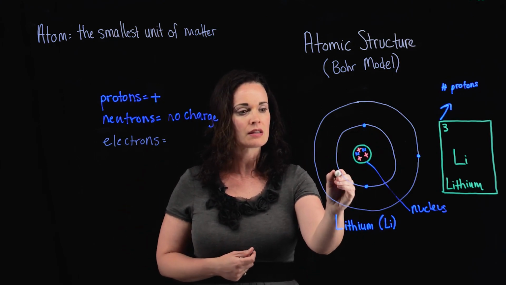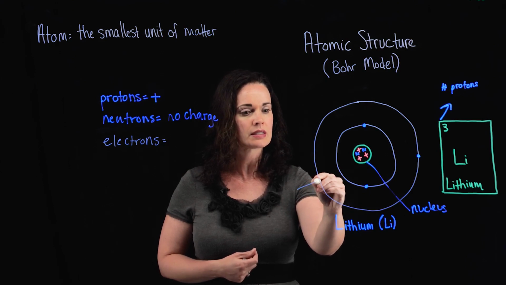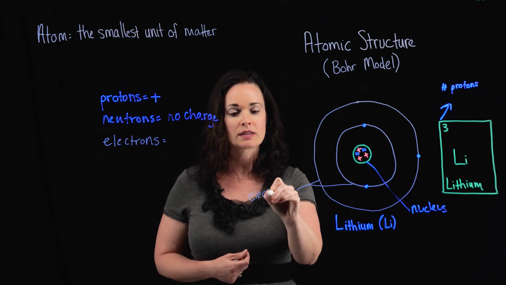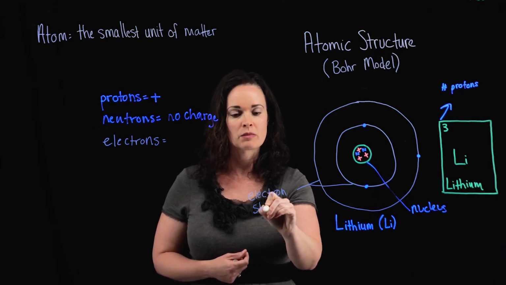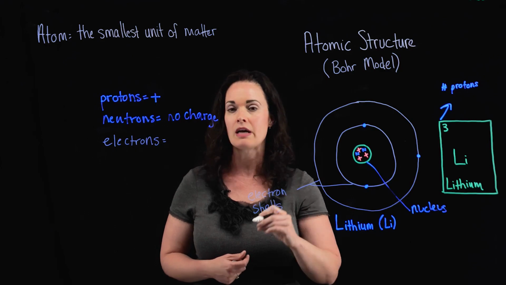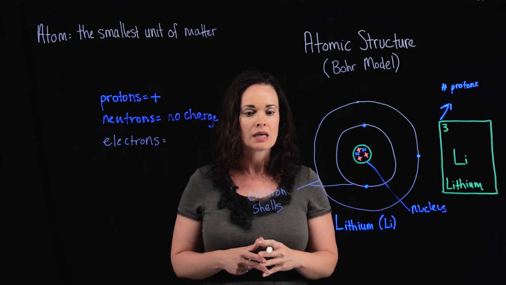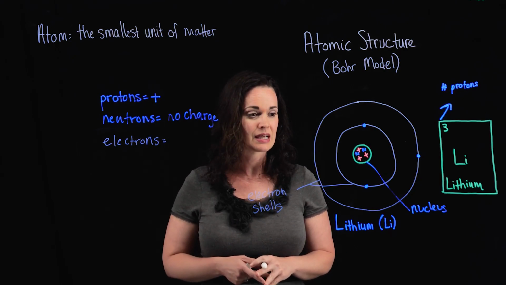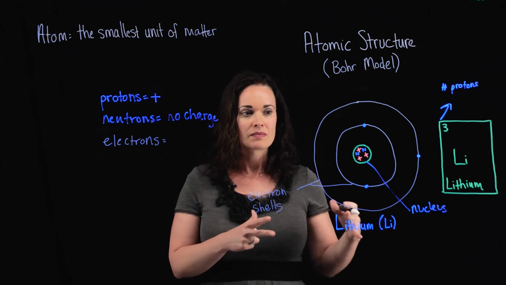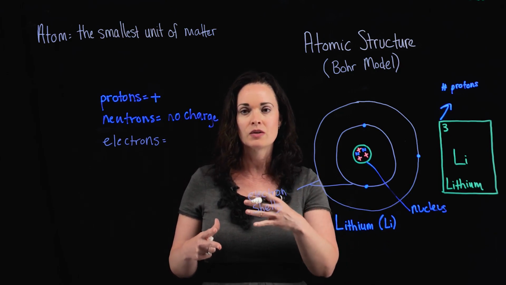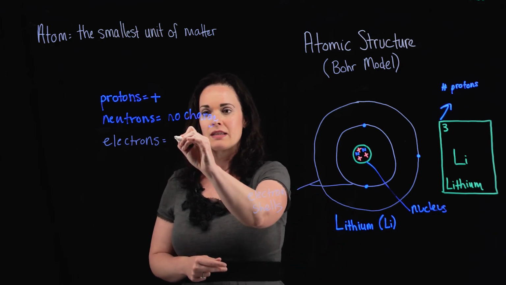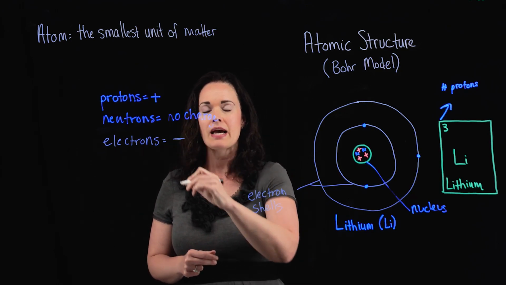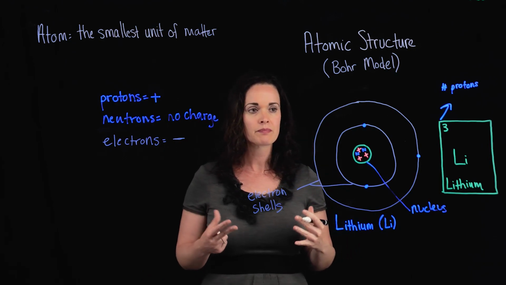I've heard a lot of different names for these areas that surround the nucleus. I've heard them called electron shells, orbital shells, just orbitals, electron orbitals, and all sorts of different things. So don't let that confuse you. Basically, this is the area surrounding the nucleus of an atom where we find the electrons. And the other thing that you should know about these electrons is that they have a negative charge to them.